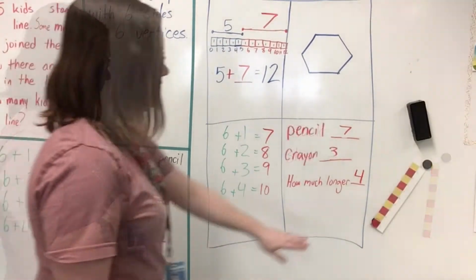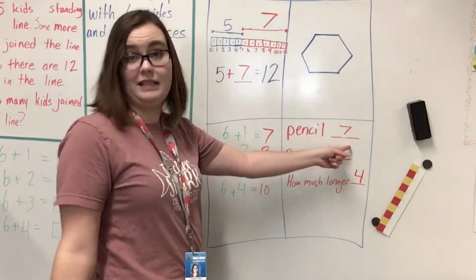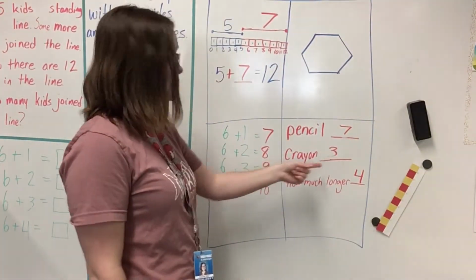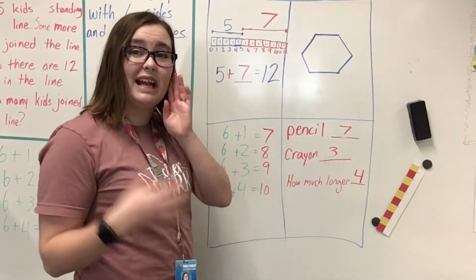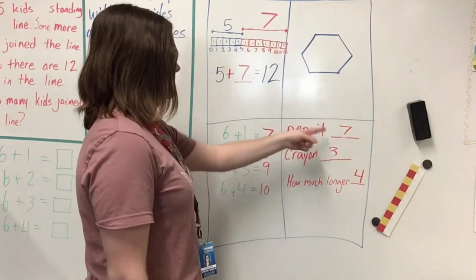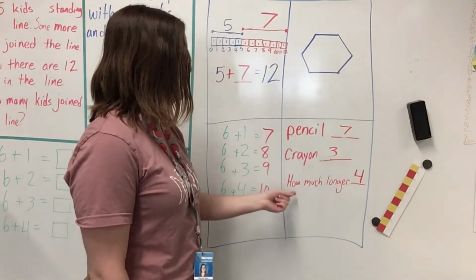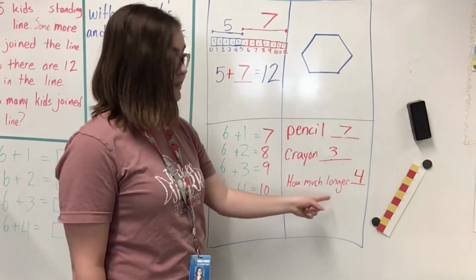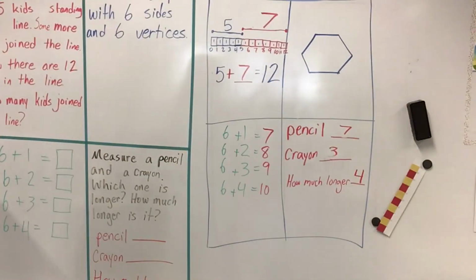Good job. Last, I used my 10-unit ruler here to measure my pencil, which was 7 units, and my crayon, which was 3 units. So my pencil was longer, but how much longer was it than my crayon? I know that 7 is 4 units bigger than 3, so my pencil was 4 units longer than my crayon. Good job, guys. Send a picture in Seesaw to your teacher.